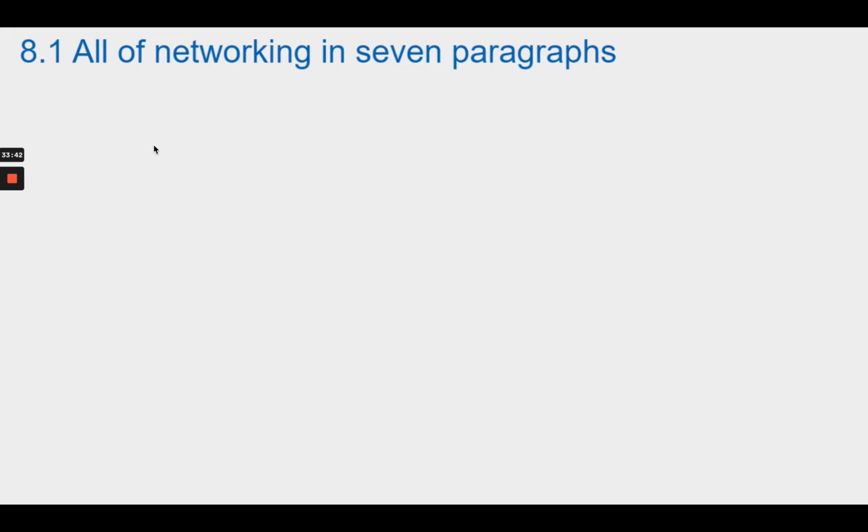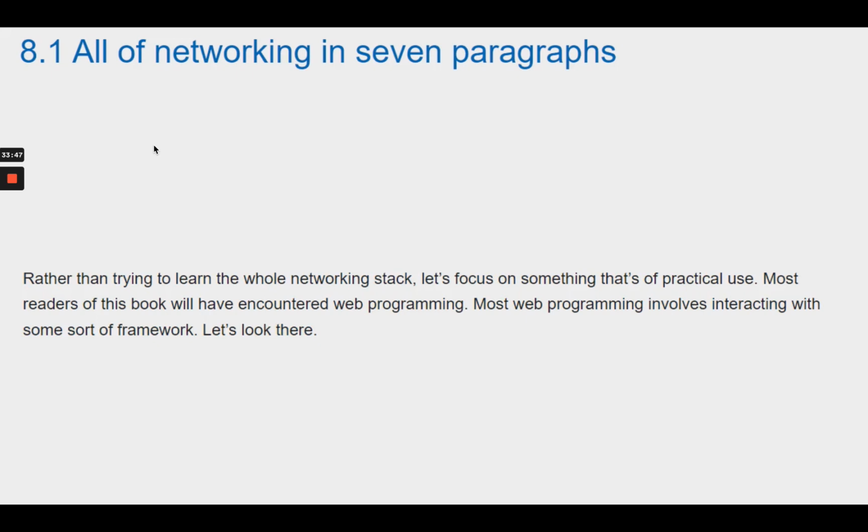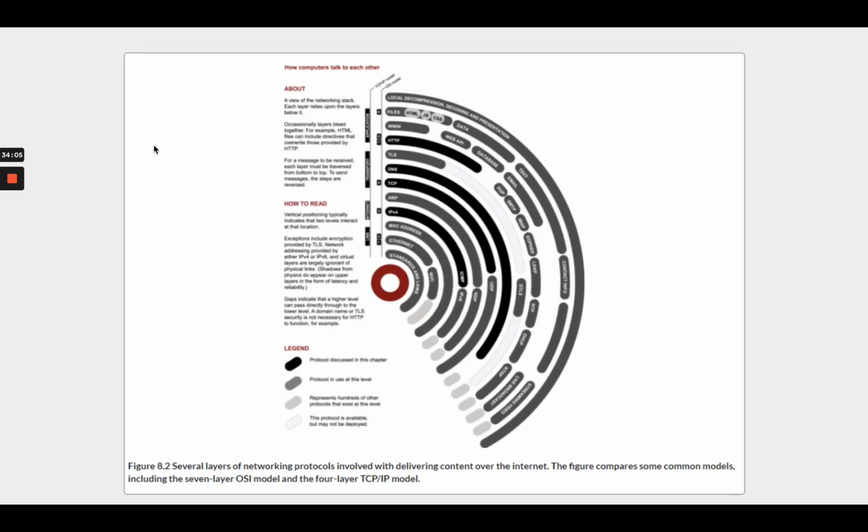Section 8.1. All of networking in 7 paragraphs. Rather than trying to learn the whole networking stack, let's focus on something that's of practical use. Most readers of this book will have encountered web programming. Most web programming involves interacting with some sort of framework. Let's look there. HTTP is the protocol that web frameworks understand. Learning more about HTTP enables us to extract the most performance out of our web frameworks. It can also help us to more easily diagnose any problems that occur. Figure 8.2 shows networking protocols for content delivery over the Internet.